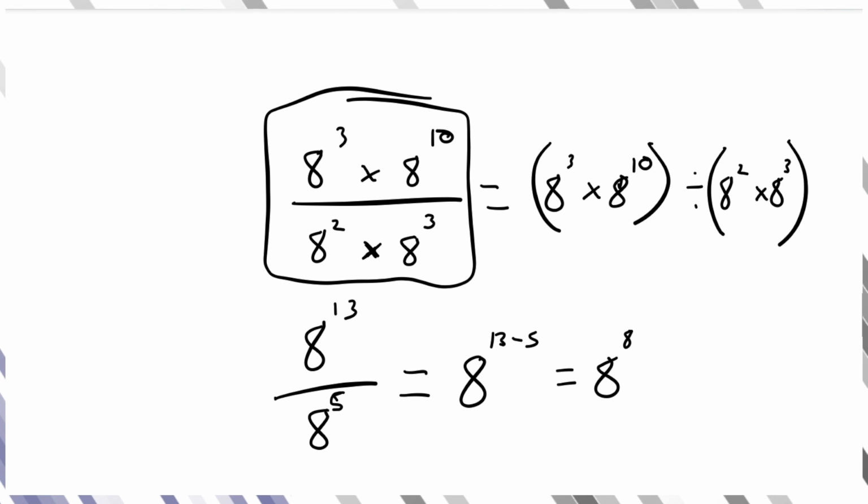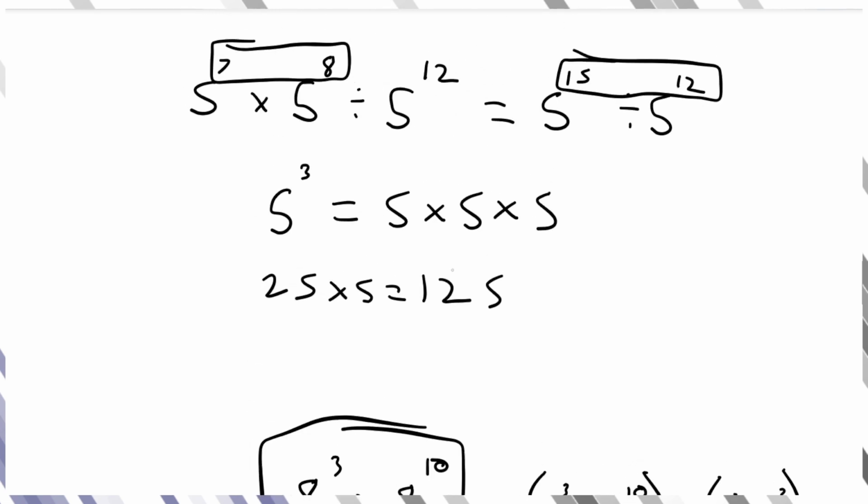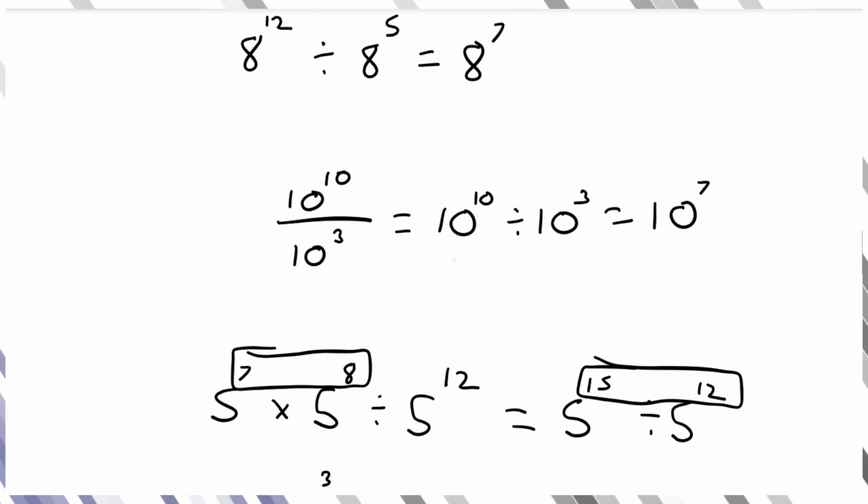Okay, so that is the second law of indices, the division. So commit that one to memory along with the multiplication.